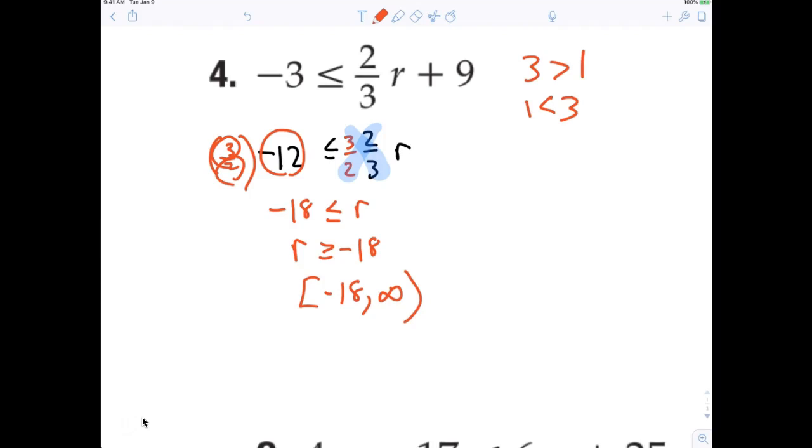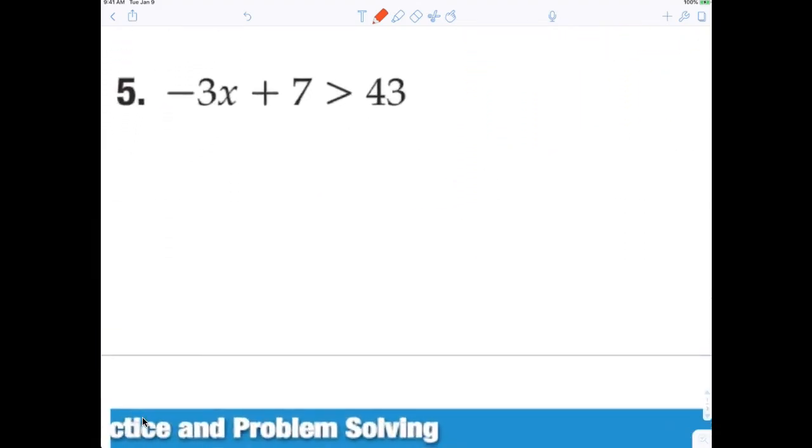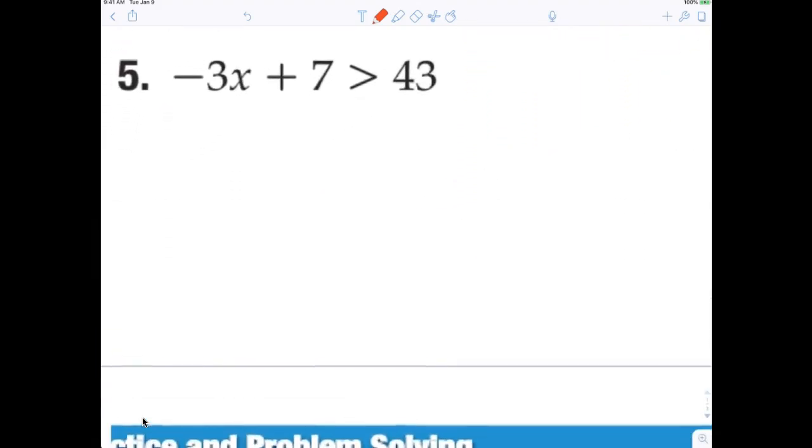Everybody good with that? All right. So let's give it a shot. Number 5. Give you about 10 seconds. Write it down. Solve it out quickly. How do I get rid of plus 7? Minus. Good. So, negative 3x is greater than what?